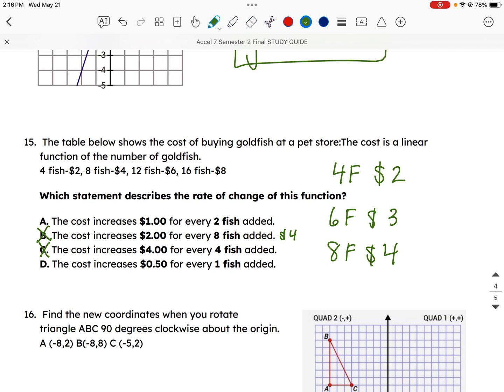And then the cost increases 50 cents for every 1 fish added. So every time I add 1 fish, it's 50 cents. If I added 4 fish times 50 cents, that would be $2. So actually, this should be a select all, right? Because in this case, both of these would work. Both D and A would work. The cost increase is $1 for every 2 fish added. So both of those would work. This should have been a select all instead.